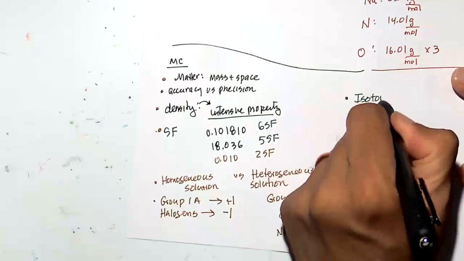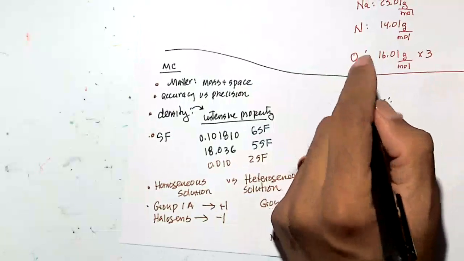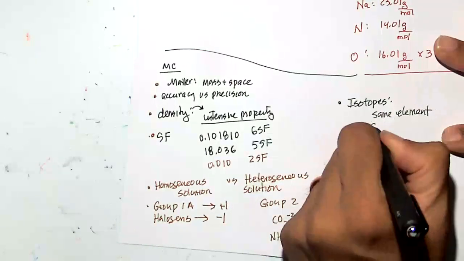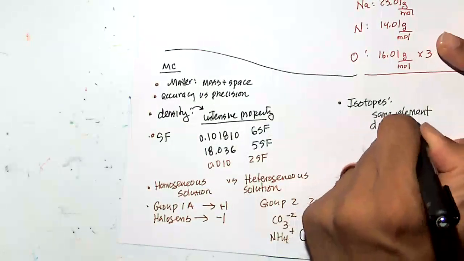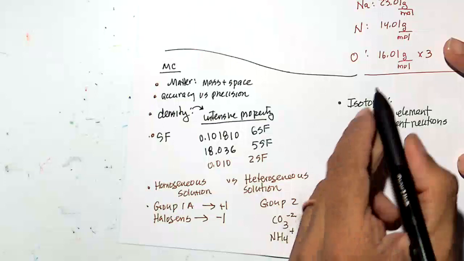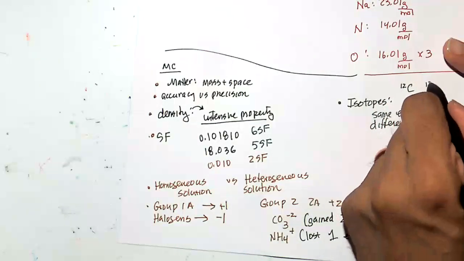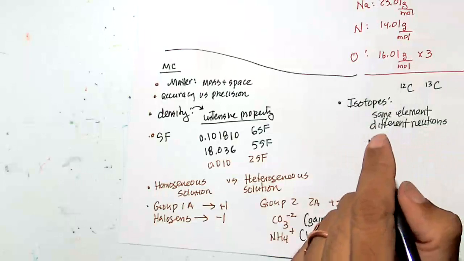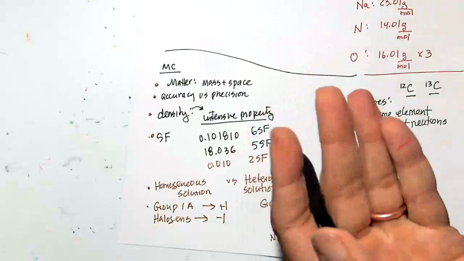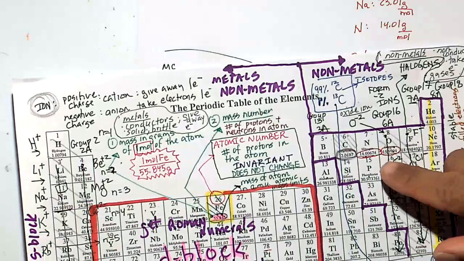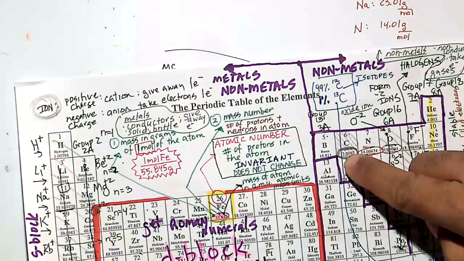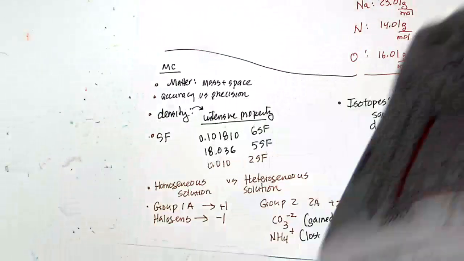Do we know the definition of isotopes? Same element, different neutrons. So for example, carbon 12, carbon 13. It's carbon, but with a different number of neutrons. This carbon is more abundant, but this carbon is about 1% found on our planet. Even that 1% has to go into this number. Even that 1% of carbon 13 contributes to this 12.0107.